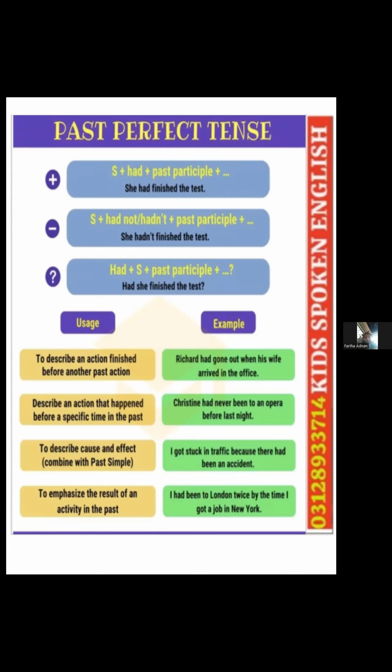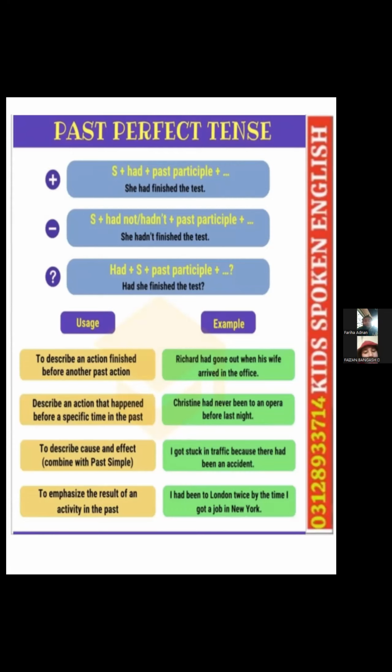Okay, to describe cause and effect combined with past simple: the action that happened first, you will use had in it, and the action that happened later, you will use simple past in it. Okay? Got it, students? Are you getting me? Yes, ma'am.